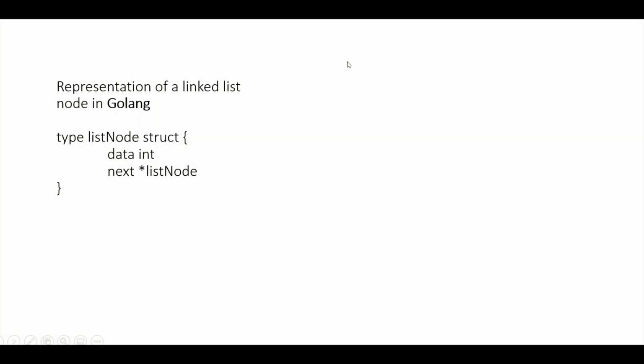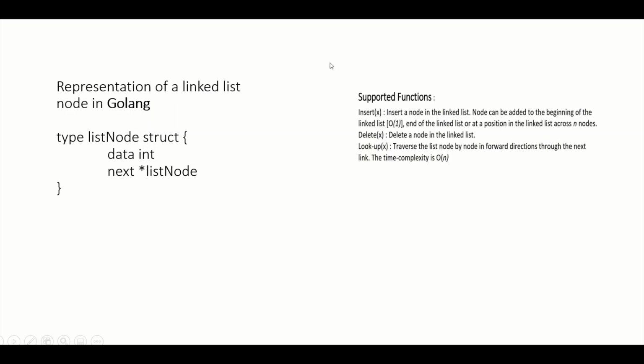Next comes the bunch of functions that are supported by the linked list. There are three primary functions supported by the linked list. They are insert operation, delete operation, and lookup operation. An insert operation can be performed to insert a node at the beginning of the linked list, the end of the linked list, or the middle. Likewise, a deletion or removal of a node can also be performed at any point in the linked list.